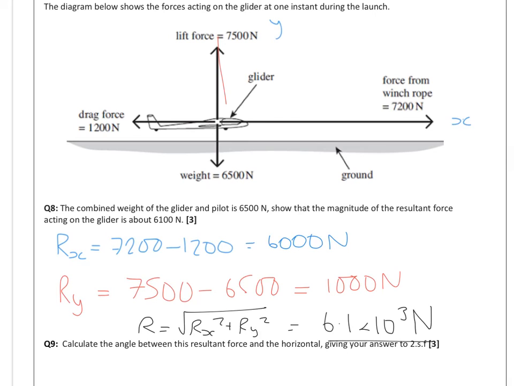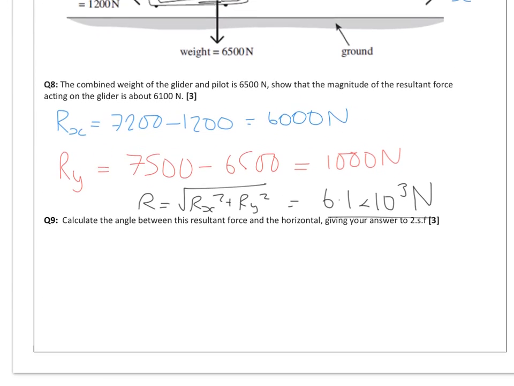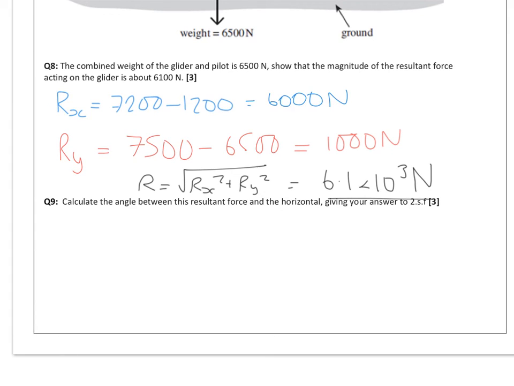So where were the marks for this? There was a mark for getting the x component, a mark for calculating the y component, and another one for getting the correct answer. The unrounded answer is like 6,082.7 and so on, but we're going to round that to two significant figures here and write it in standard form. Okay, so calculate the angle between this resultant force and the horizontal.